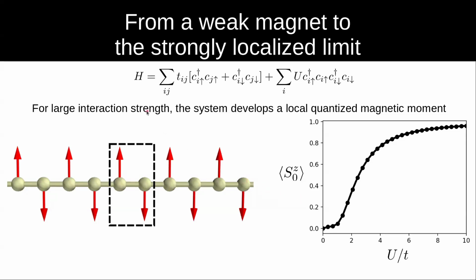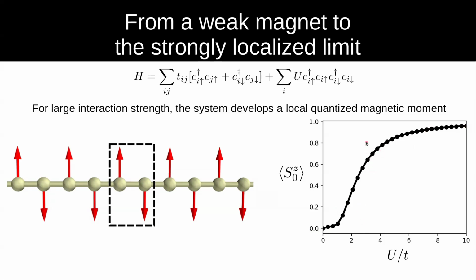For this, let us start again with the one-dimensional interacting chain. So we have our kinetic energy and we have our local Coulomb interaction, which is called the Hubbard interaction. And for large interaction strengths, we have a local magnetic moment. The first important thing to note is that if U is very, very large, you see that the local magnetic moment per site approaches 1, which is the maximal moment that you could have in each site.